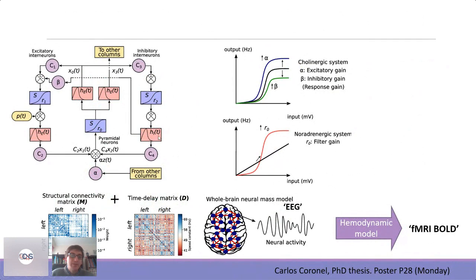The gain of the connection between inhibitory interneurons and excitatory interneurons, if you think about it, makes a kind of homeostatic influence within the brain area. But it is known that the cholinergic system can also modulate this connection, and we will play with these parameters alpha and beta. There is another parameter, R0, which is the slope of the relationship from the voltage of the pyramidal neurons to the firing rate. That is the role of the noradrenergic system.